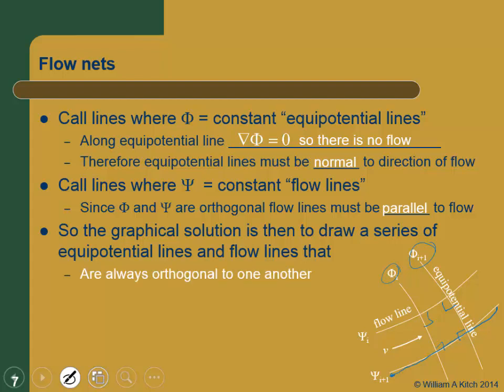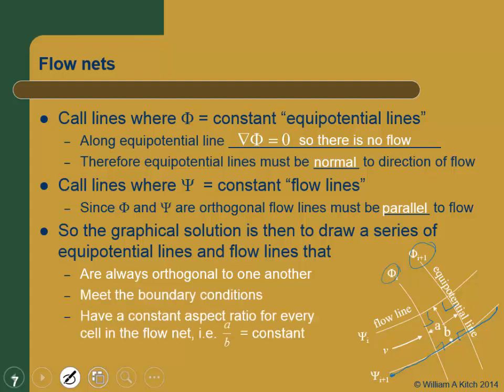So these lines always have to be orthogonal. They have to meet the boundary conditions. Another requirement, which is related to boundary conditions, is that the aspect ratio of each cell in this flow net that we're going to draw, this A over B, has to be constant. We don't actually need that to solve the differential equation. We need that for the way we're going to interpret it.